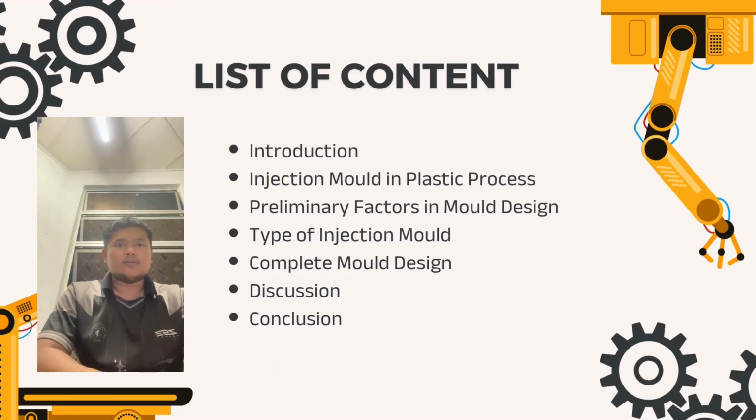Okay, so in this page I have seven list of contents such as introduction, injection mold in plastic process, preliminary factor in mold design, type of injection mold, complete mold design, discussion, and conclusion.